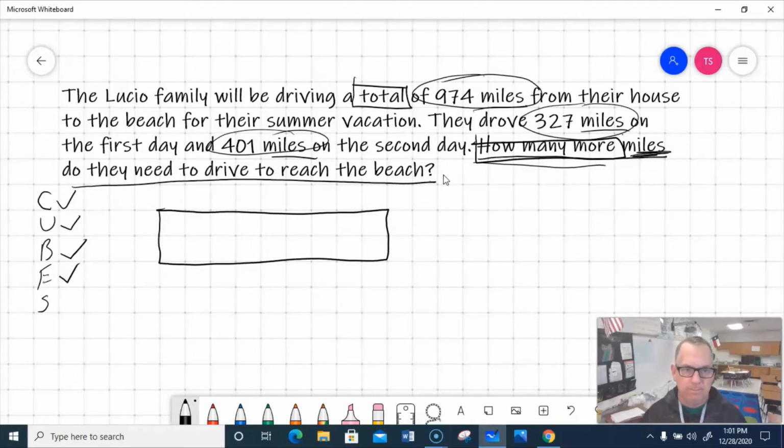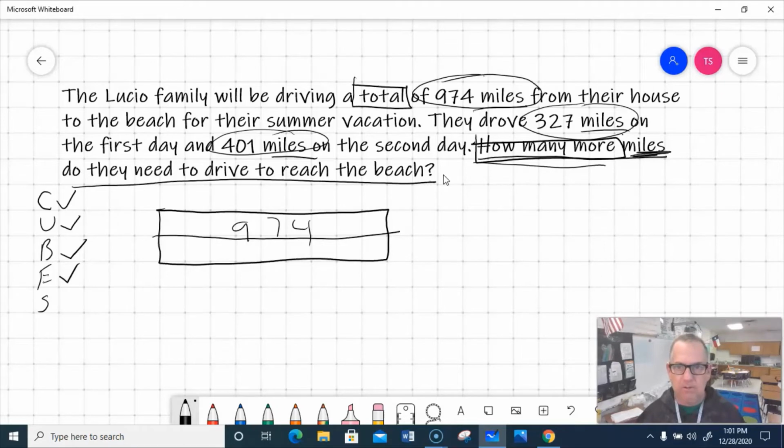So when I'm doing a strip diagram and I know what the total is, that's going to go up top. That means my answer is not going to be larger than 974. And I can also use that if I'm looking at answer choices, to see if an answer is reasonable. If my answer is larger than 974, that's not a reasonable answer.